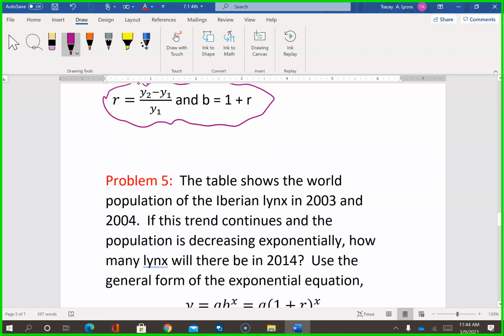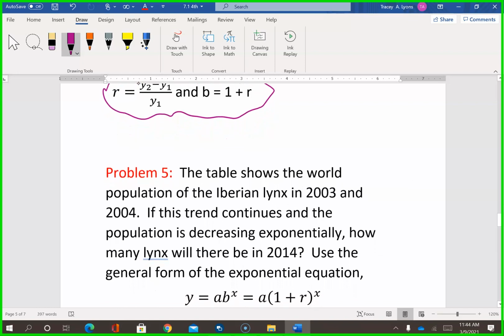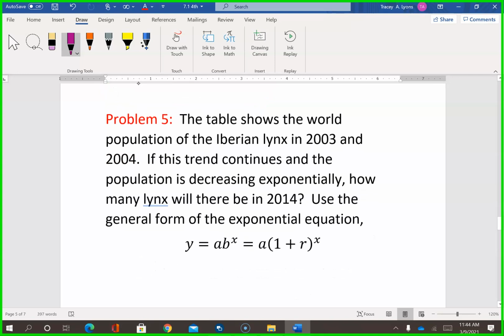If you do look in your book, it is basically a table that shows 2003 the population was 150, and in 2004 it was 120. So I'm going to jot that down off to the side. It wasn't a super huge table that you had to find a lot of things in. So 2003 was 150, and 2004 was 120. So when you started looking, it was 150, and then it went down to 120. So it's getting smaller, and that's where this is going to be an exponential decay kind of question.